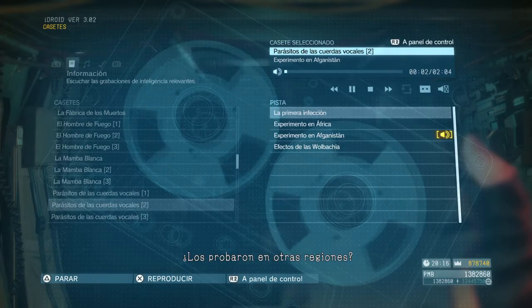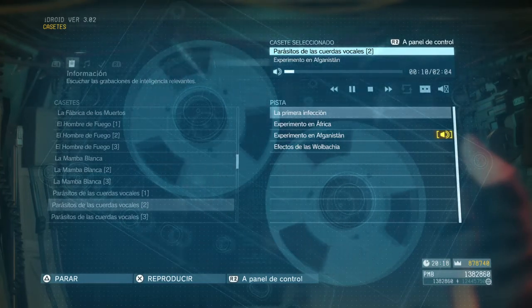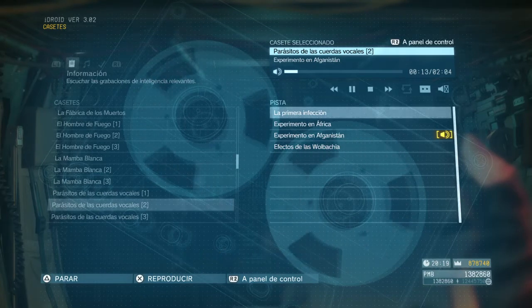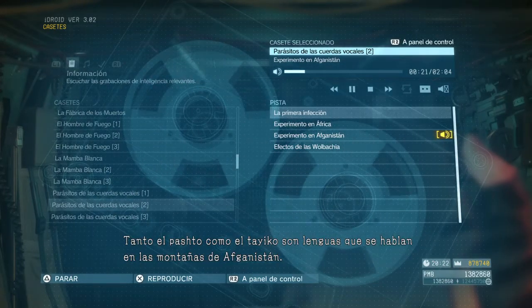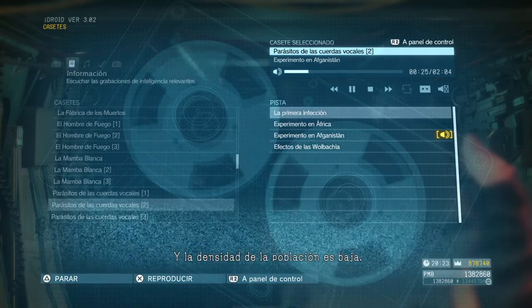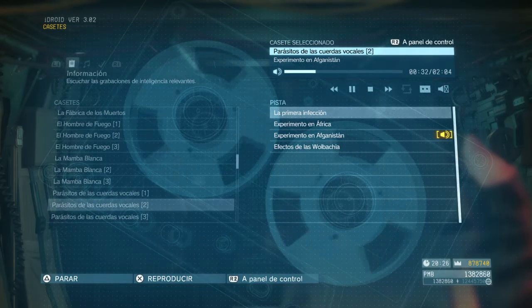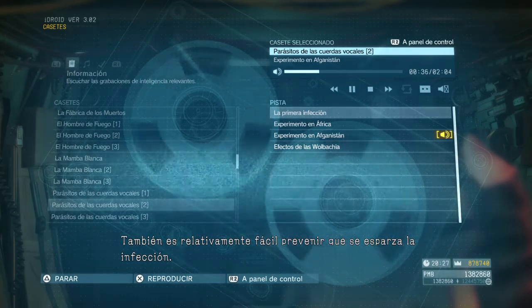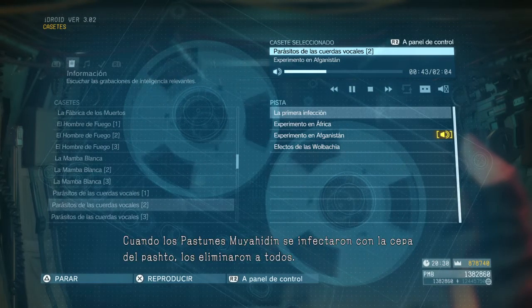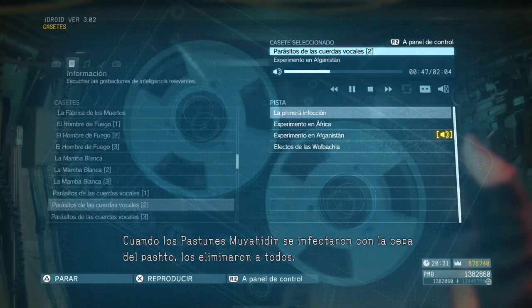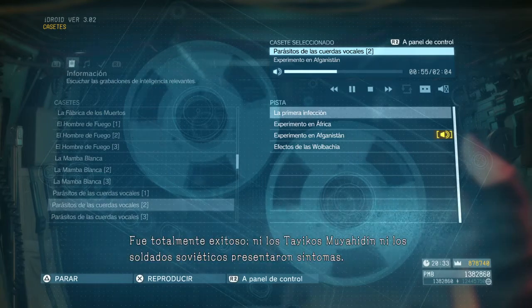The parasites, they were tested in other regions? Their physiology requires that they be tested under varied conditions. Another test site was in Afghanistan. So it was the parasites there. Both the Pashto and Tajik languages are spoken in the mountains of Afghanistan, and population density is low. Ideal testing grounds for how accurately the parasites target only the specified language. It is also relatively easy to prevent the spread of infection. And the results? The first test, I am told, was a success. Once the Pashtun Mujahideen were infected with the Pashto strain, they were all but wiped out. The Hamid fighters at Smasei Fort. It was doubly successful.